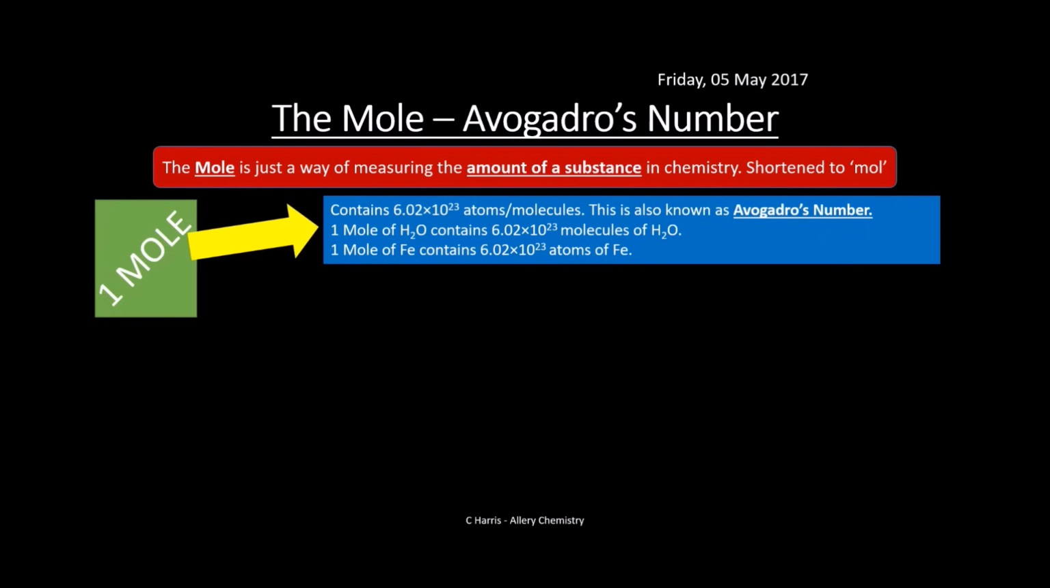So, for example, if we had 1 mole of water, that would contain 6.02 times 10 to the 23 molecules of water. And 1 mole of iron would contain 6.02 times 10 to the 23 atoms of iron. So I think you get the idea that 1 mole of any substance, whether it's an atom or molecule, will contain that many of the atom or molecule.